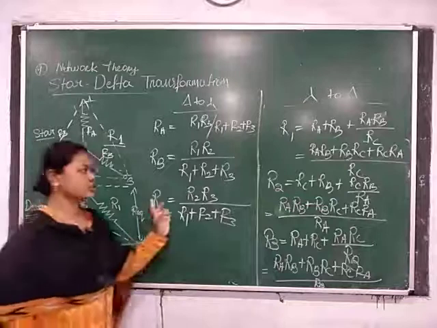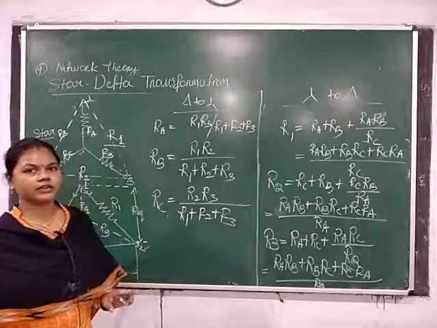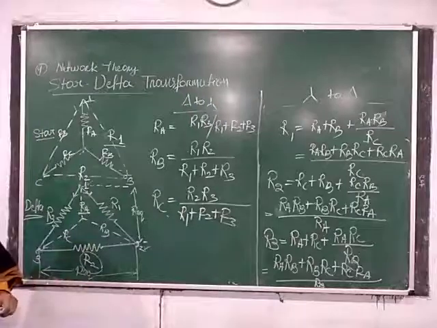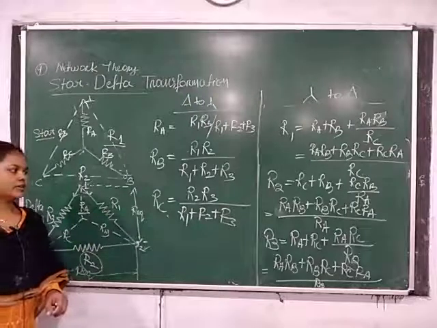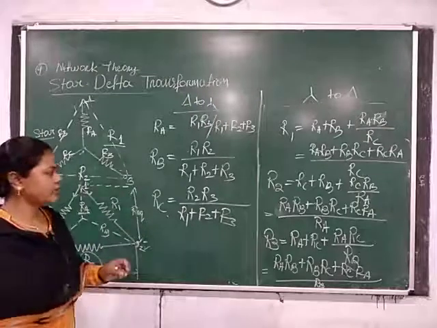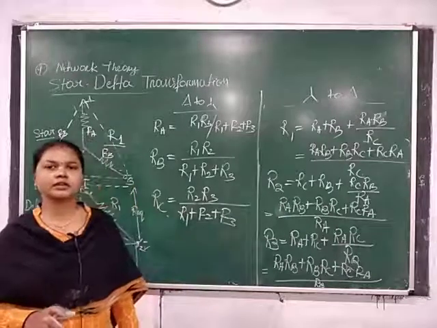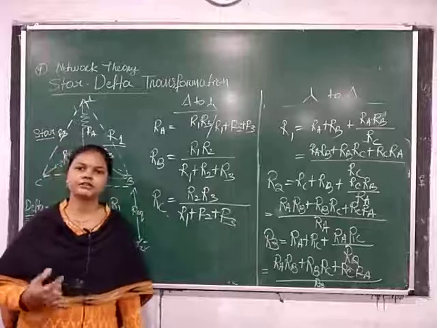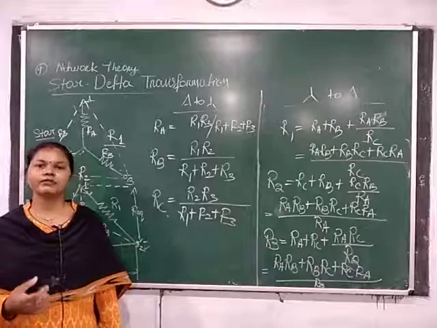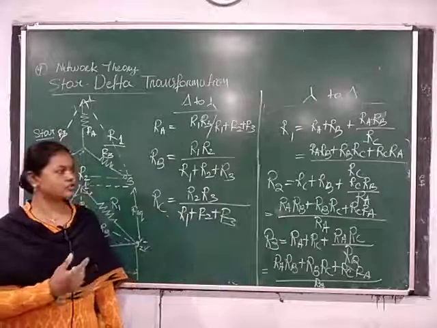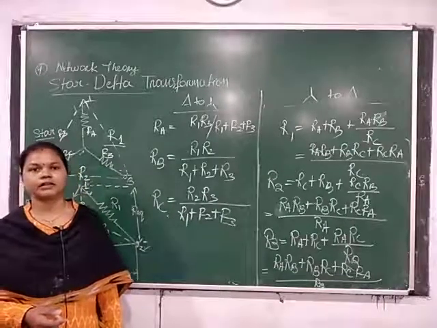Okay, this is the shortcut way to remember star to delta and delta to star transformation. And where are these formulas applicable? If in a complex network there is a question to find the equivalent resistance, or if you want to simplify a circuit, then these two methods are applicable.